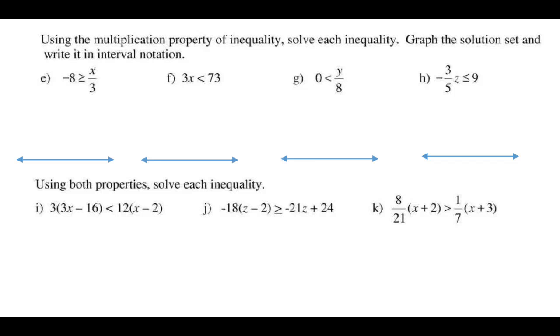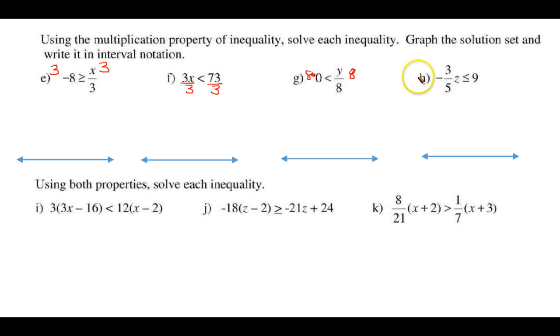Remember, you only have to change the direction of the inequality sign if you are multiplying or dividing by a negative. And I see that over here. We'll have to change the direction. So here we're just going to multiply both sides by 3. Here we're going to divide both sides by 3. Here we're going to multiply both sides by 8. Remember, 8 times 0 is 0, so.